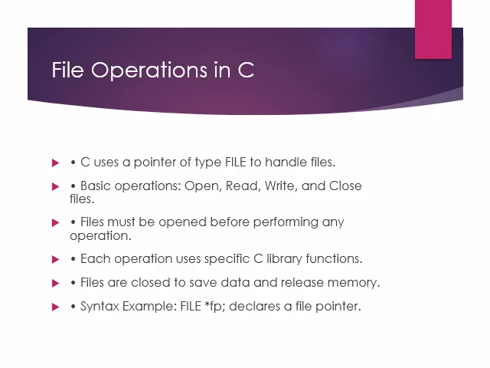File operations in C. C uses a pointer of type FILE to handle files. There are generally four basic operations that can be performed on files in C programming: open, read, write, and close. Files must be opened before performing any operation. Each operation uses specific C library functions. Files are closed to save data and release memory.